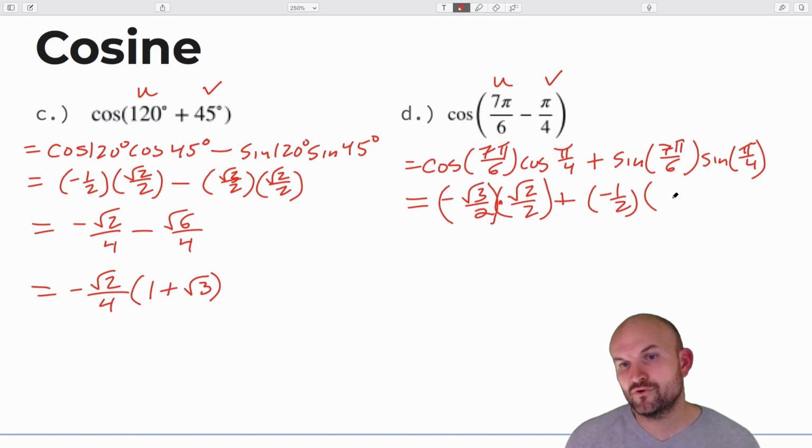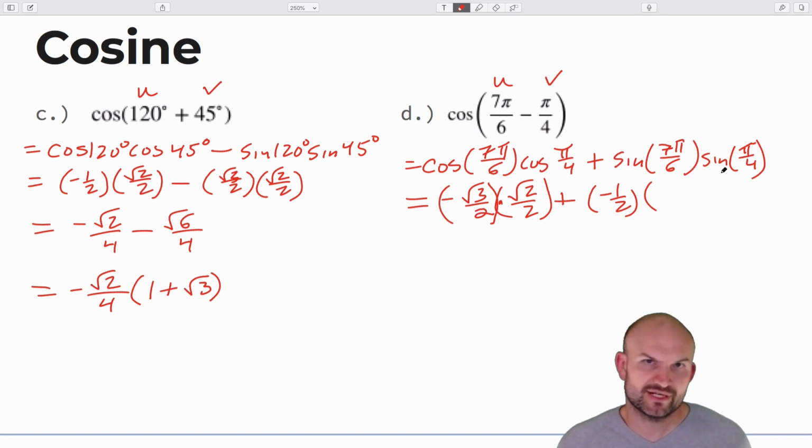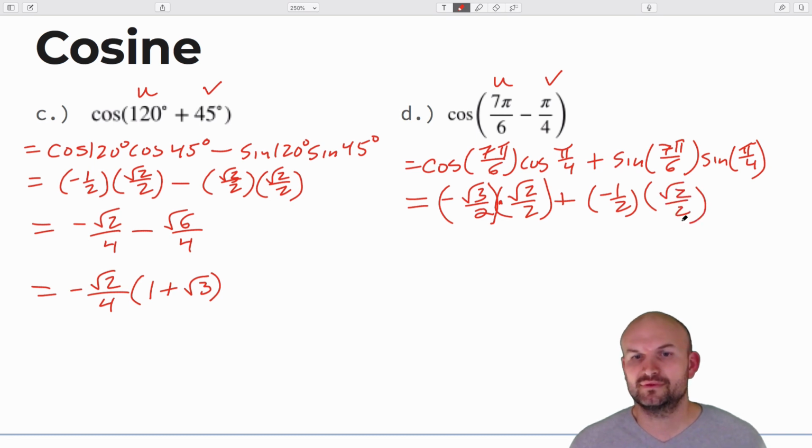And then sine of pi over 4 is going to be in the first quadrant, so that's square root of 2 over 2. Okay, so now you could factor them out or multiply them here.